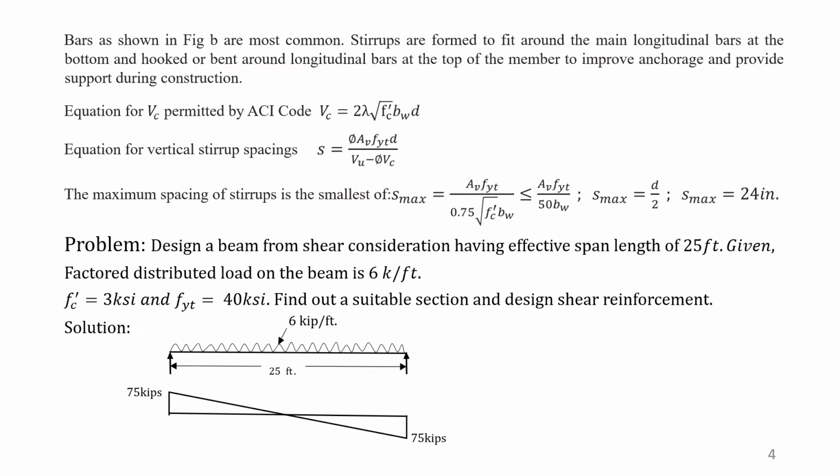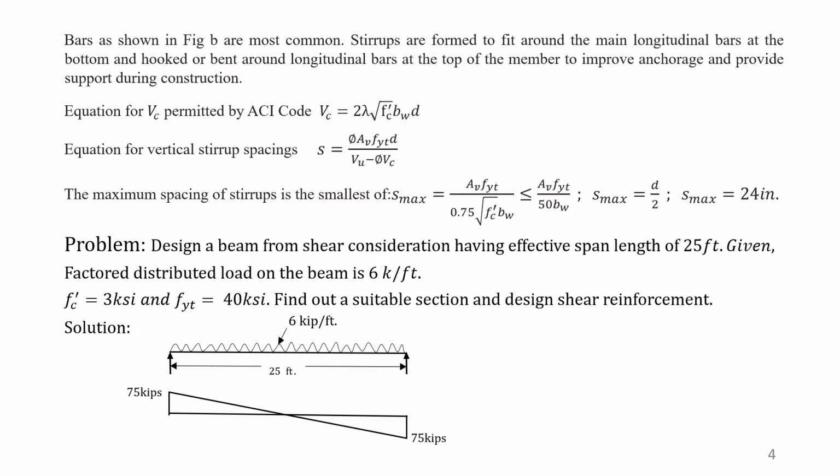Next is the equation for vertical stirrup spacing. When we use stirrups, we have to find out the stirrup spacing along the beam, the horizontal spacing, where s is the spacing dimension in inches, and phi is the shear reduction factor.